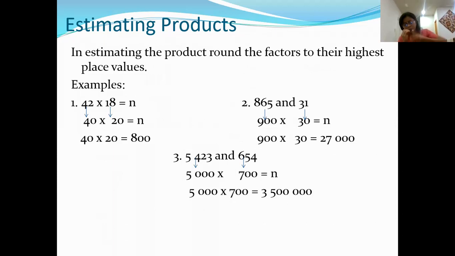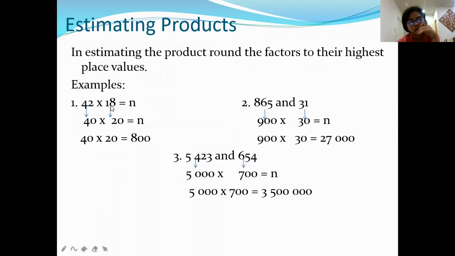Let us recall our rounding numbers. Rounding up means we are going to add the number one if the number beside it on the right is 5 or above, and we are going to retain the number if the number on the right is 4 or less. So since with 42, the number beside 4 is 2, it is just 40, because we are going to retain the number 4. And here 18, the number beside 1 is 8.